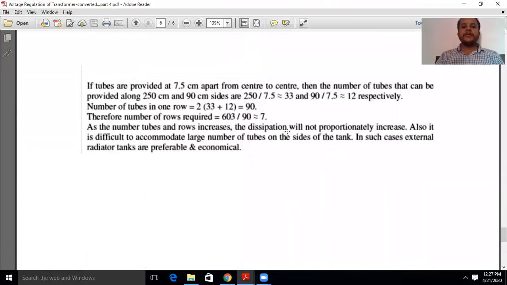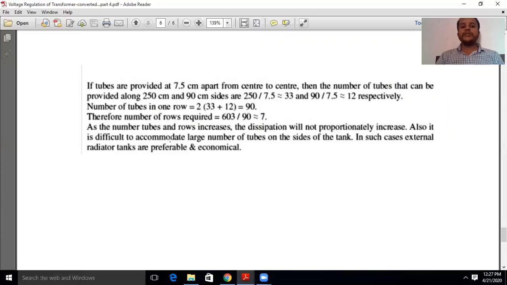If tubes are provided at 7.5 centimeter apart from center to center, the number of tubes that can be provided along 250 centimeter and 90 centimeter sides are 250 by 7.5, it is 33, and 90 by 7.5, it is 12. Number of tubes in one row, it is 2 into 33 plus 12, it is 90. Therefore, number of rows required will be 603 divided by 90, that is 7.